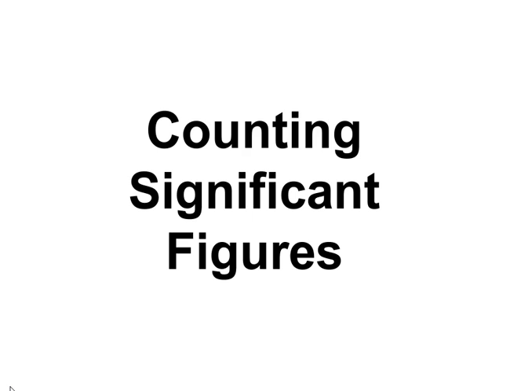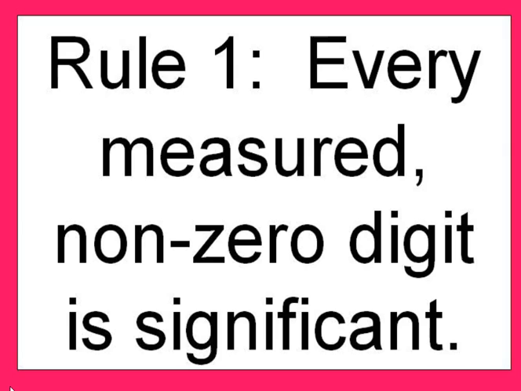Often it's useful to be able to work in reverse. How many of these were known? How many were estimated? For that, we need to have some rules for counting significant figures. Rule 1 is that every measured non-zero digit is significant.